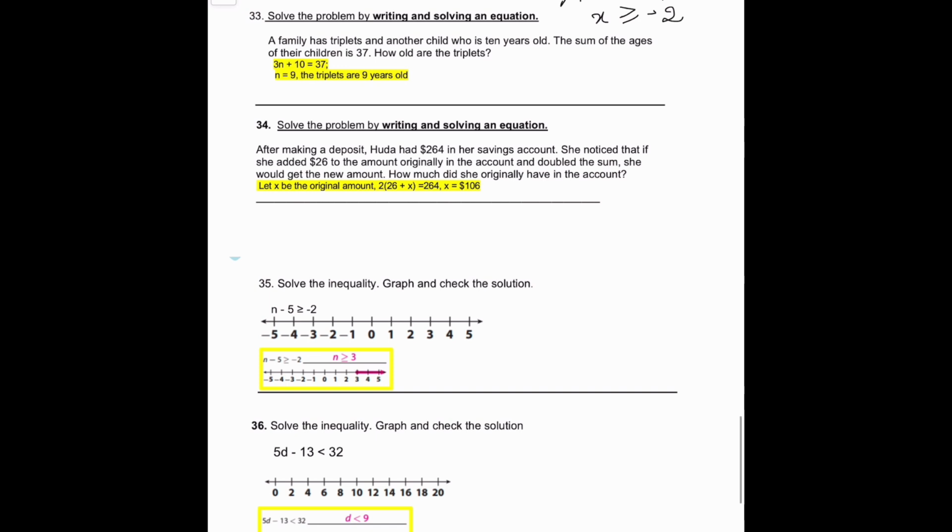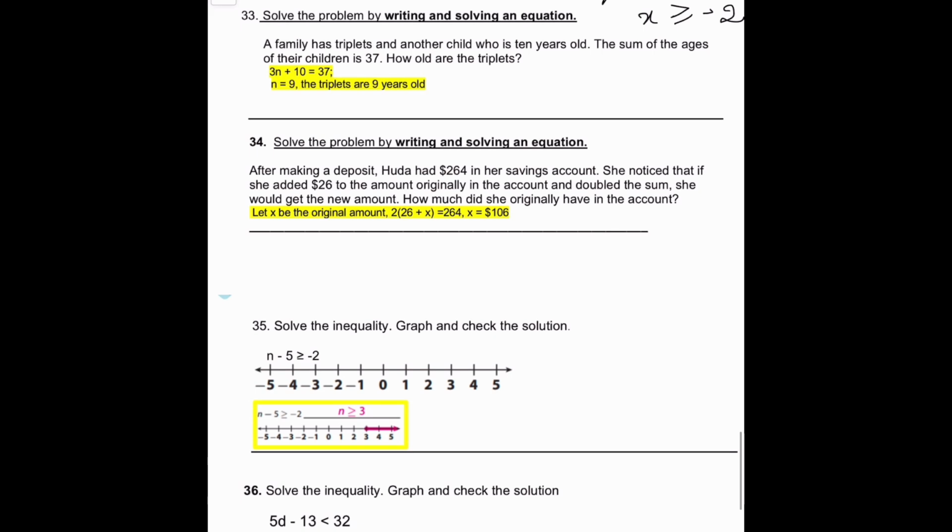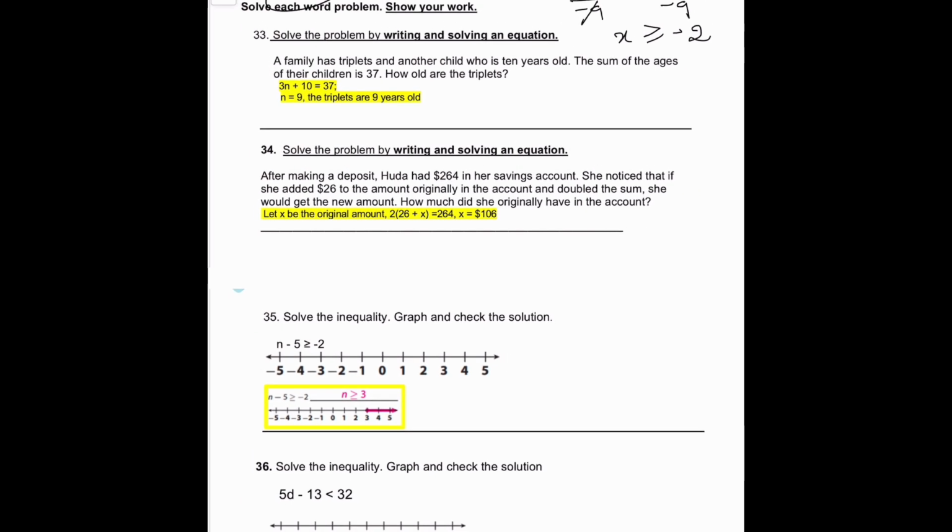A family has triplets and another child who is 10 years old. The sum of the ages of their children is 37. How old are the triplets? The family has triplets and another child who is 10 years old. So triplets means they are all of the same age, right? So 3 triplets, let me say each one's age is n. So 3n plus one of the child's age is 10. So the total should give me what? The total should give me, as said in the question, 37.